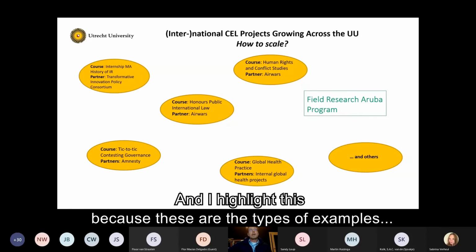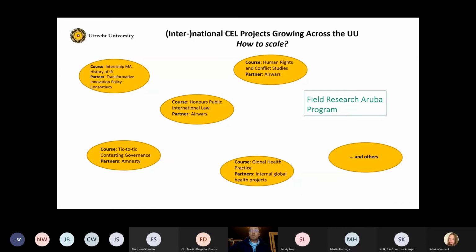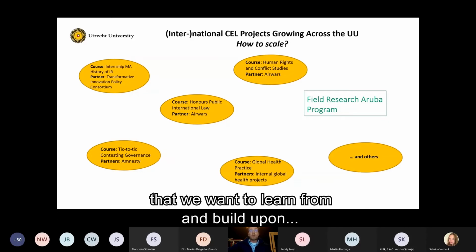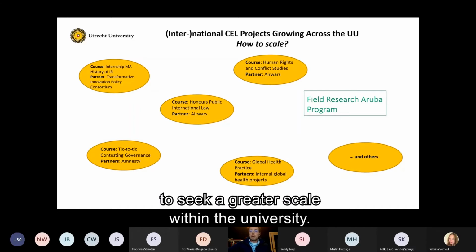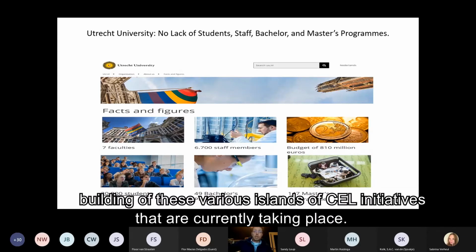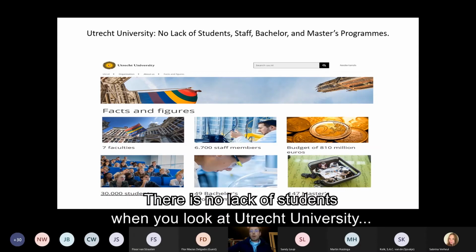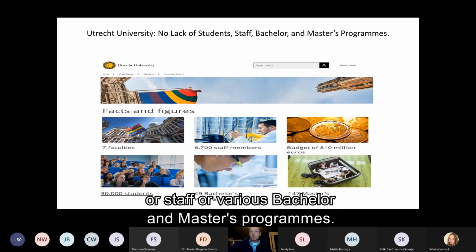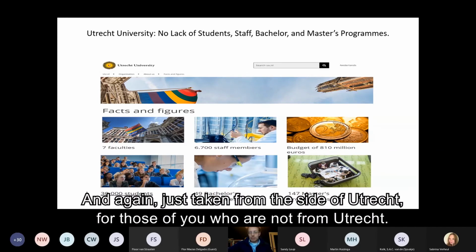And I highlight this because these are the types of examples that we want to learn from and build upon to seek greater scale within the university. So when you're looking for scaling CEL opportunities, building on these various islands of CEL initiatives that are currently taking place, there's no lack of students when you look at Utrecht University, or staff, or various bachelor's and master's programs.